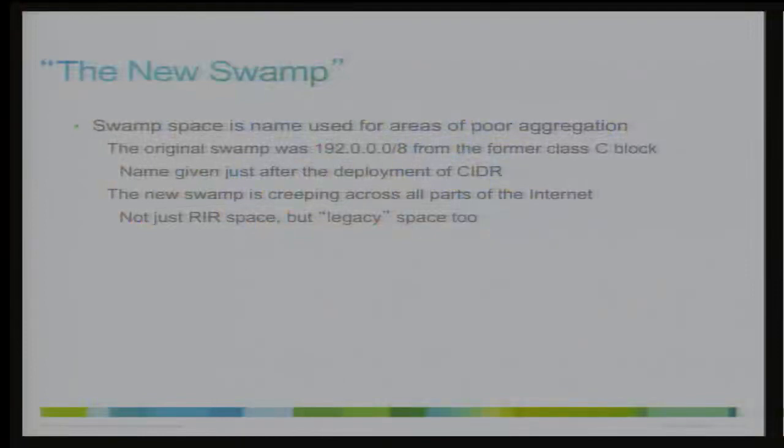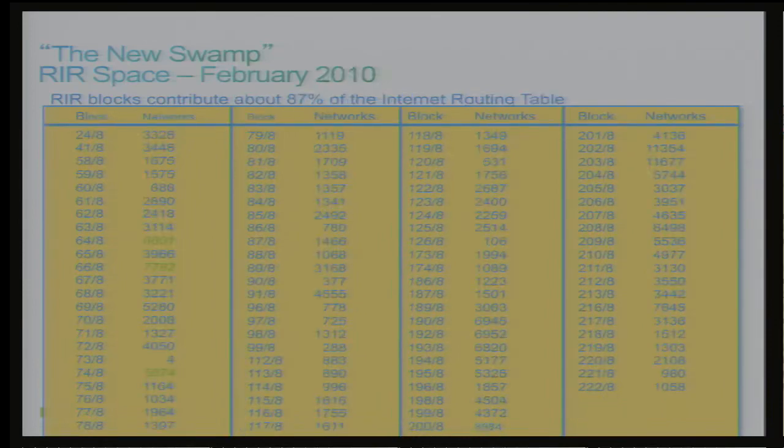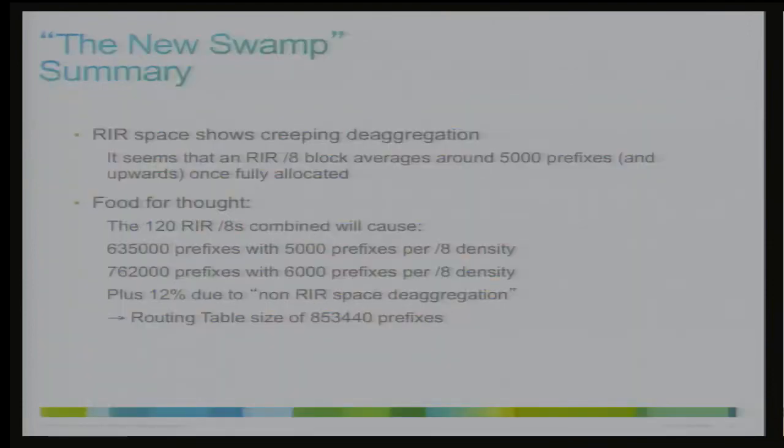So when the CIDR block started, the swamp where you see a lot of routes assigned was the 192/8. You can see that here, the 192/8 in 1999 was about 6,000, and most of the other blocks were empty or had very few. But that has changed a lot, and you can see now there are several swamps where a lot of routes originated.